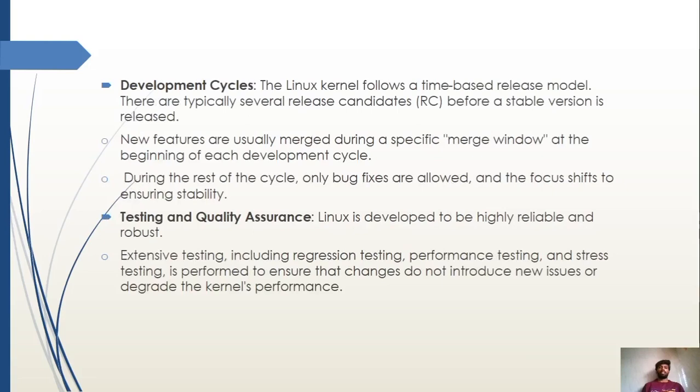Next, development cycles. The Linux kernel follows a time-based release model. There are typically several release candidates, which are called RC, before a stable version is released. New features are usually merged during a specific merge window at the beginning of each development cycle. During the rest of the cycle, only bug fixes are allowed and the focus shifts to ensuring stability, testing, and quality assurance. Linux is developed to be highly reliable and robust.